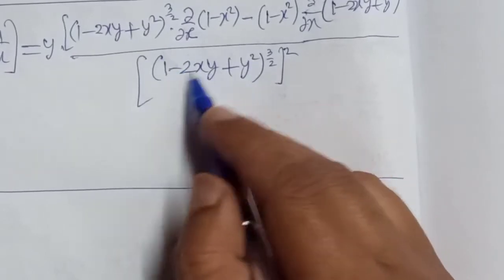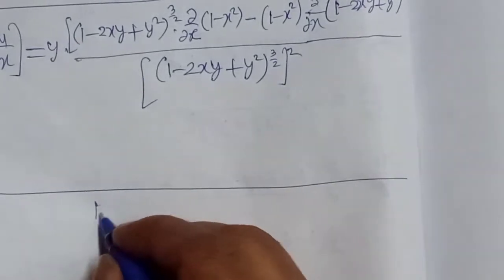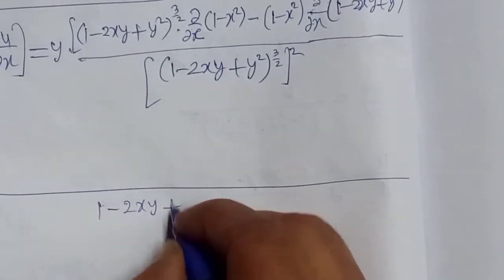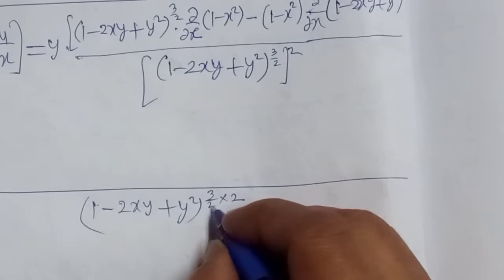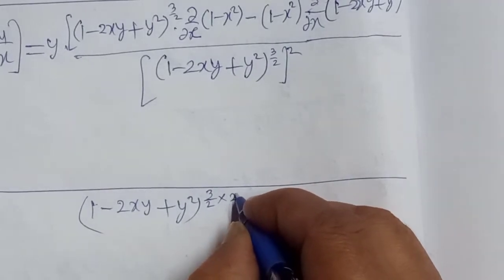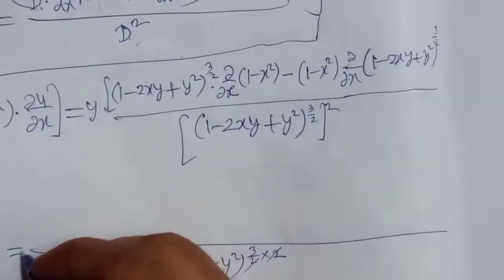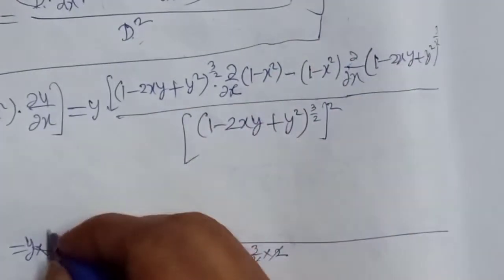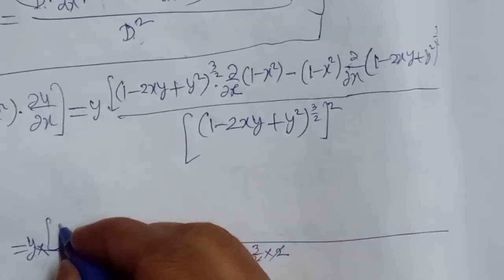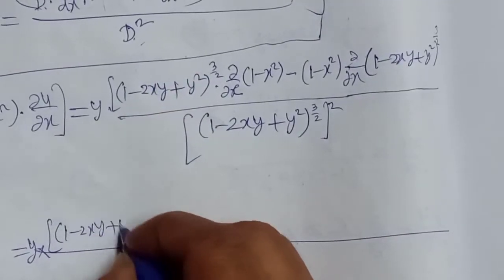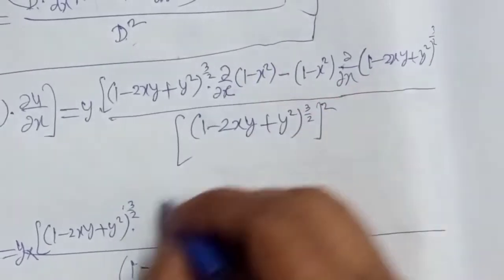On opening this bracket, we know that the degrees will be multiplied to each other. 3 by 2 is multiplied by 2, and after solving, the 2 cancels out by 2, and only the power 3 remains. But we should focus on the numerator, because after writing y this value, I write 1 minus 2xy plus y square whole power 3 by 2 without change, and differentiate its value.